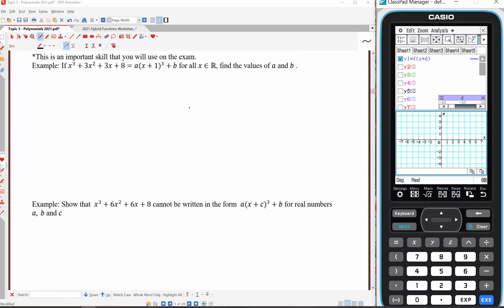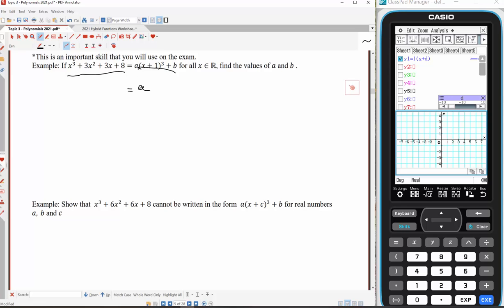Okay, so if this is the same as this, find the values of a and b. Okay, so this is a classic equating coefficients problem. So what we're going to do is match this with this. We're going to try and get this into the same form as this.